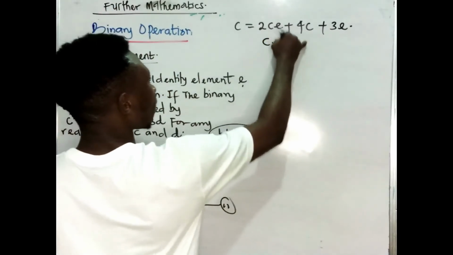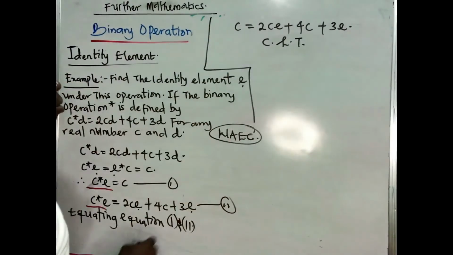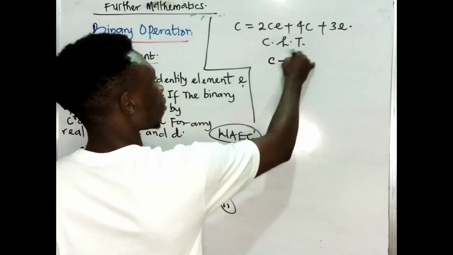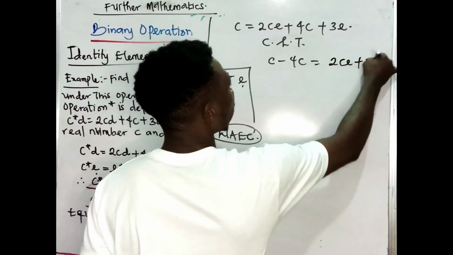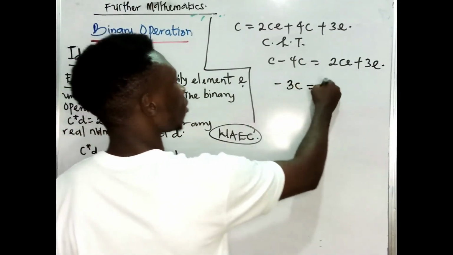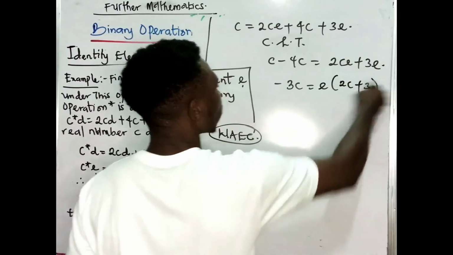At this junction, collect like terms. When I say collect like terms, everything that has to do with C should come to one side, everything that has to do with E should come to the other side. So this becomes C minus 4C is equal to 2CE plus 3E. So C minus 4C gives us minus 3C is equal to, factorizing your E out, E times 2C plus 3.